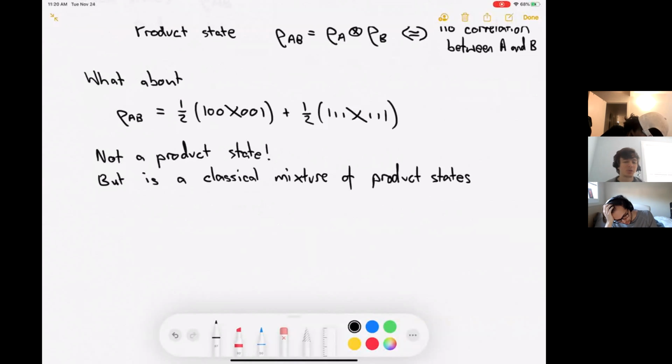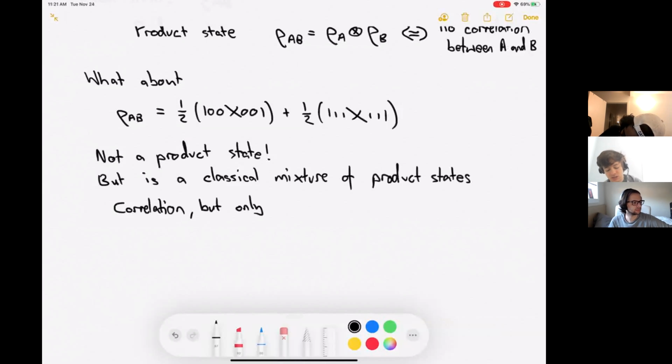If you can make entanglement just by having a probabilistic mixture of unentangled things, then we could create entanglement at the classical level all the time, right? This isn't going to violate Bell's inequalities or anything like that. So we'd say that this state has correlation, but it's only classical correlation. It's not quantum entanglement.